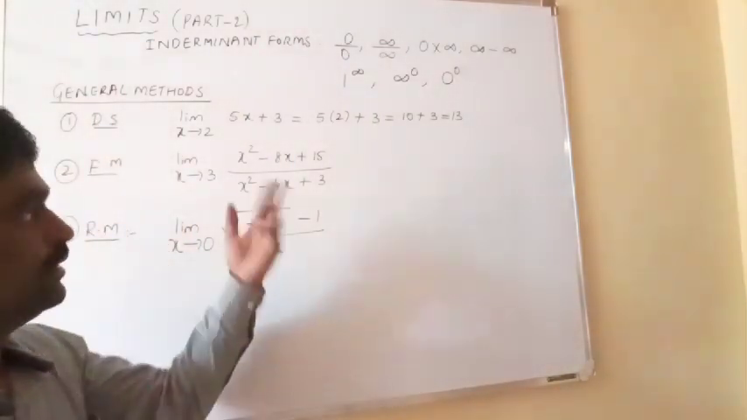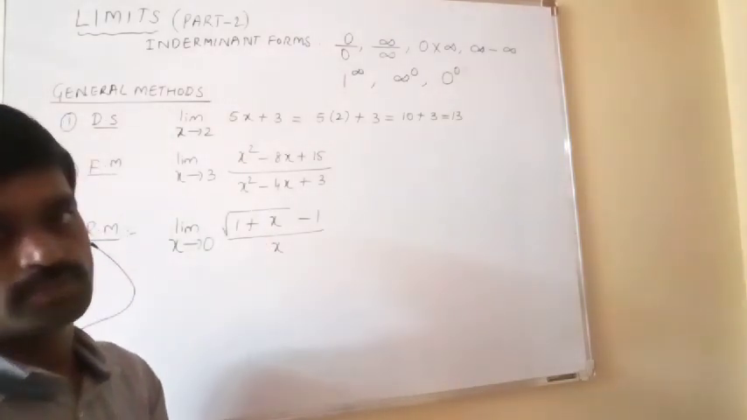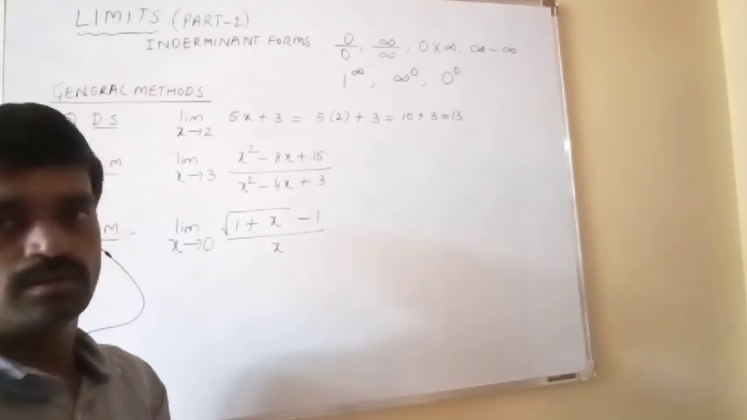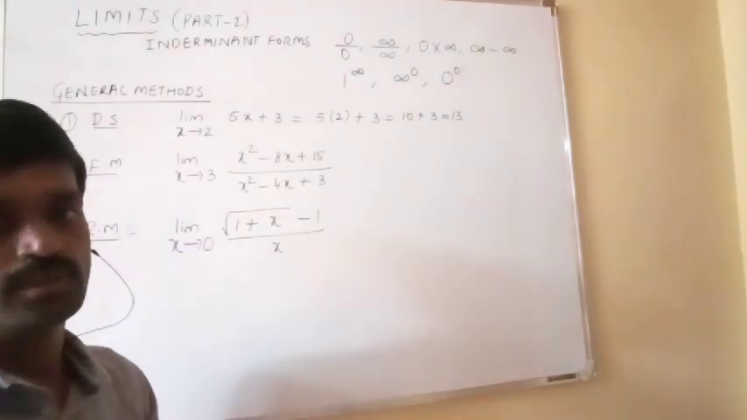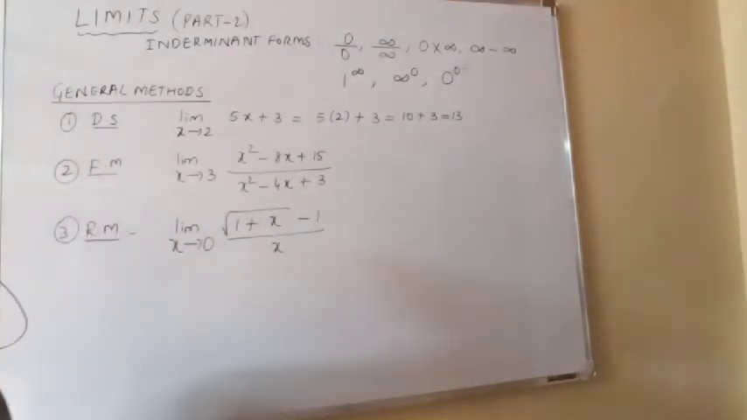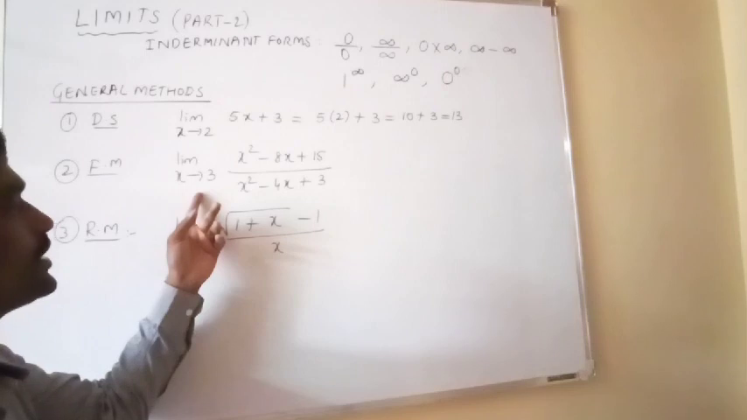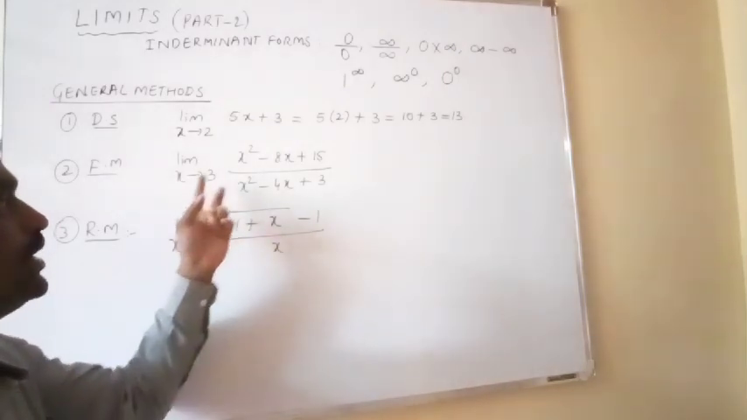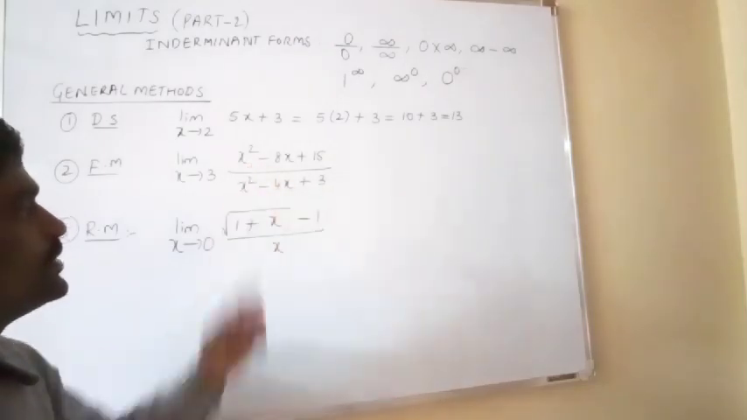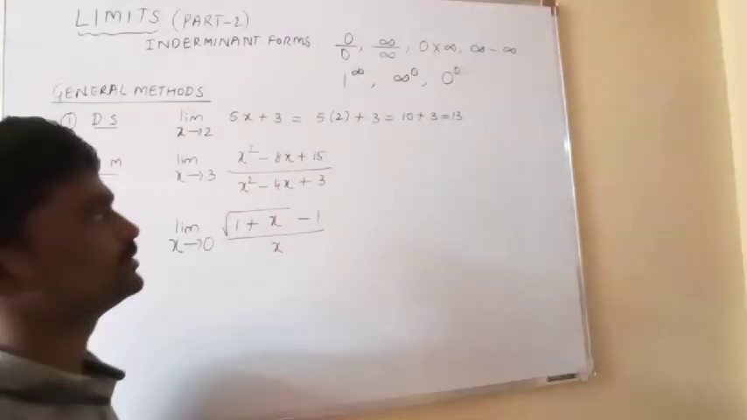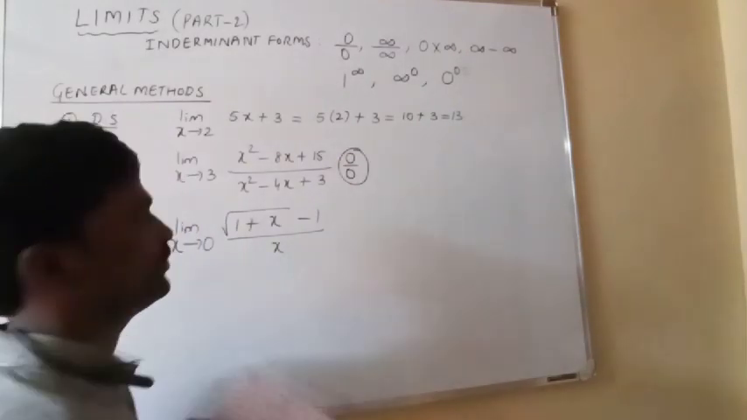Next, sometimes this direct substitution method will fail. Then, according to the given problem, we have to approach a certain method. The next method, factorization method. Here, if you substitute the x value 3, you will get numerator 0 and denominator also 0. That means 0 by 0, which is an indeterminate form.